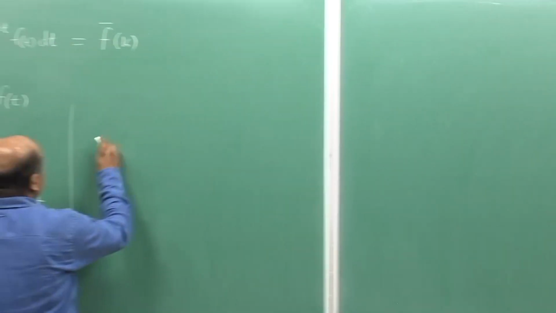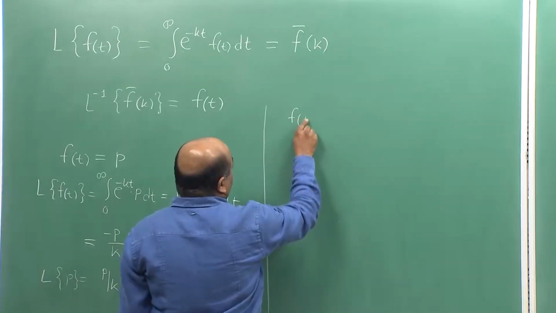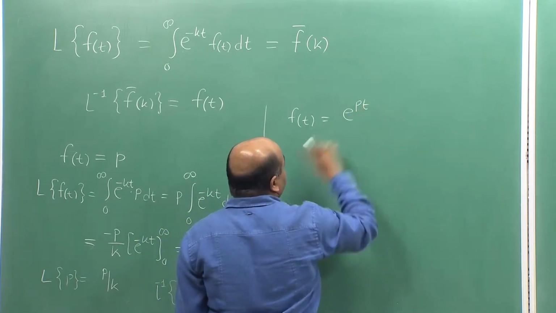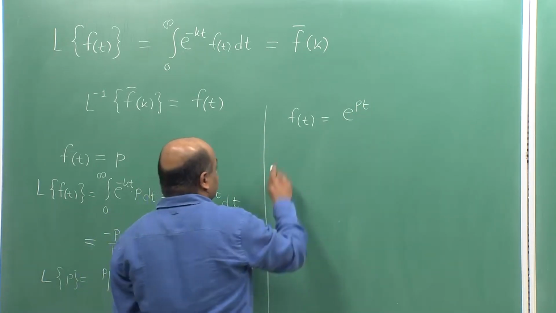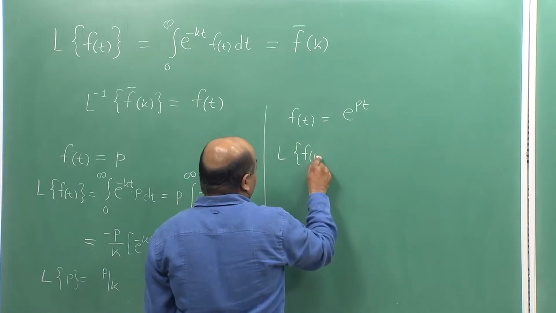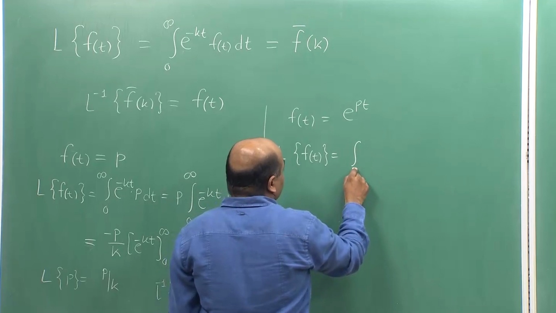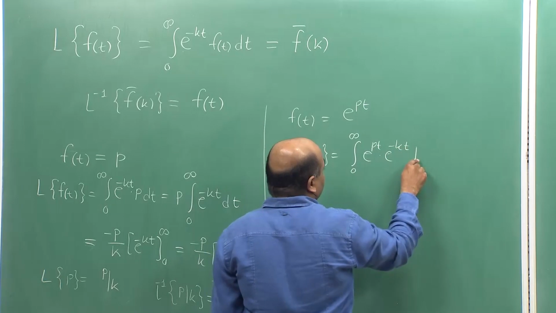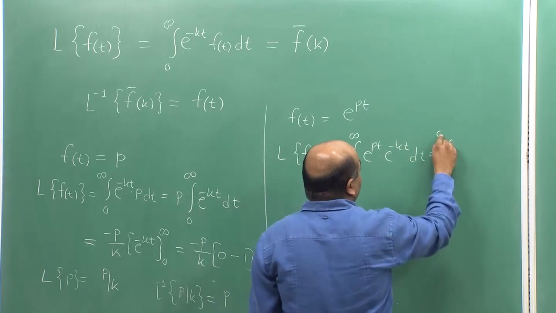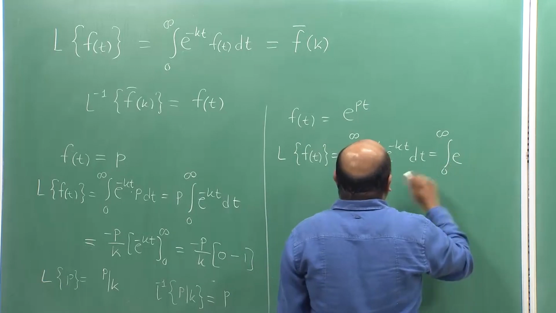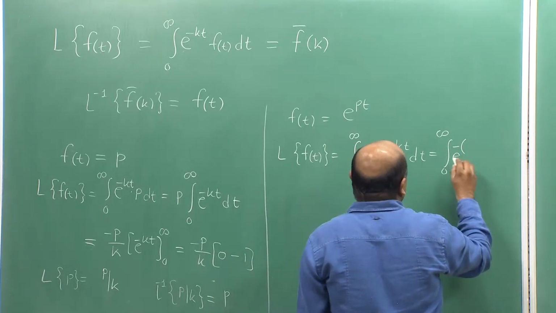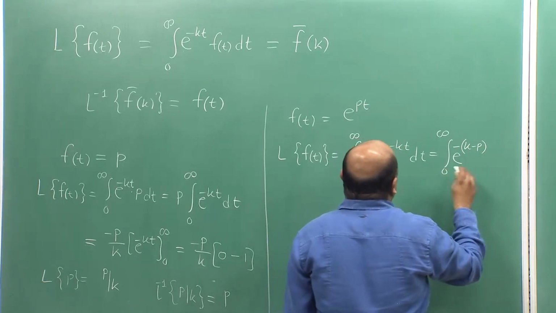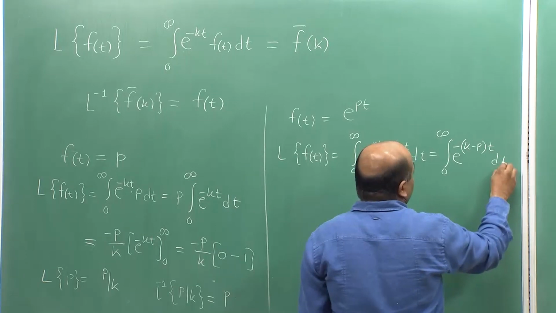Consider another example. If f of t is equal to e to power pt, then the Laplace transform of f of t would be the integral from 0 to infinity of e to power pt times e to power minus k t dt, which is the integral of e to power minus (k minus p) t dt.